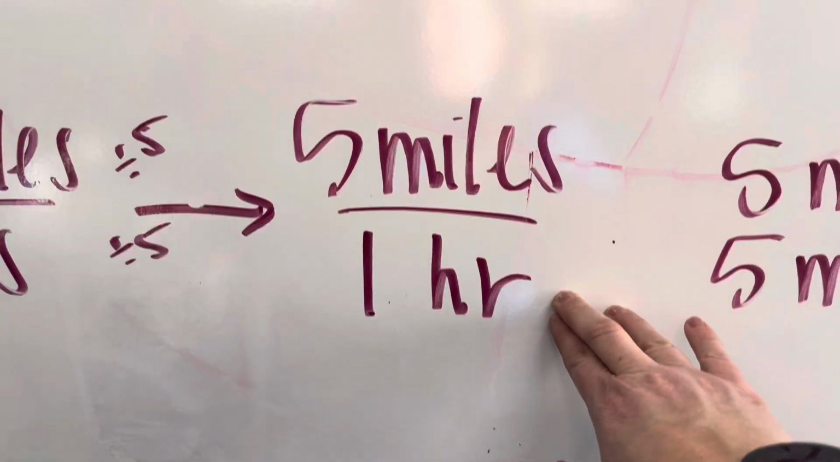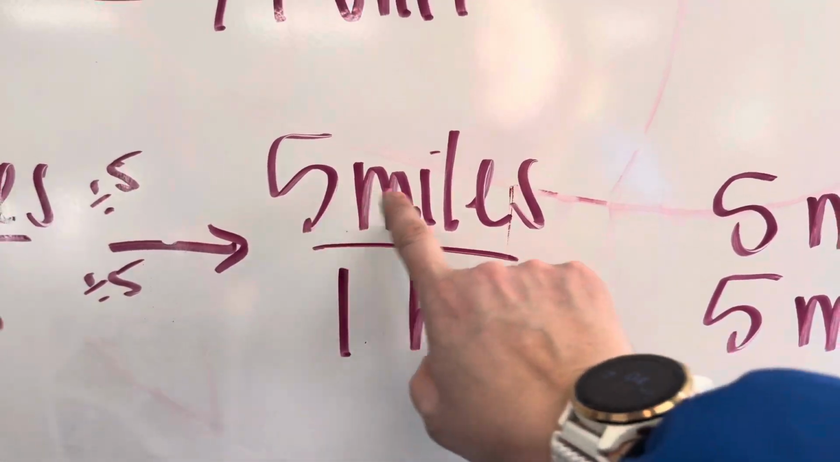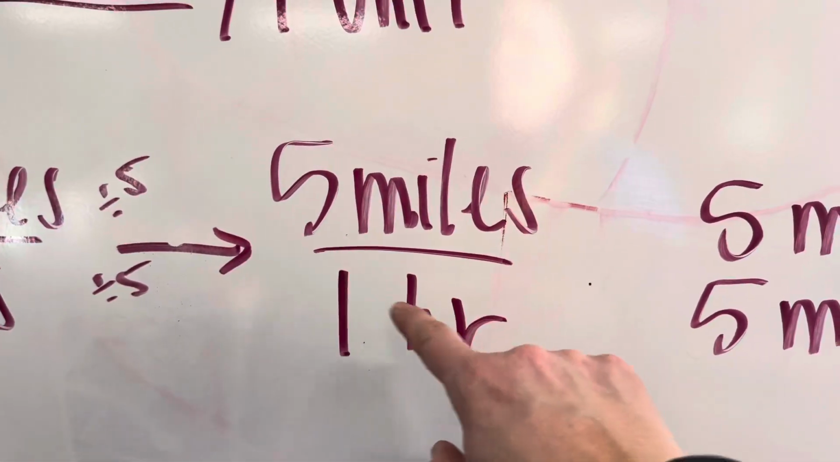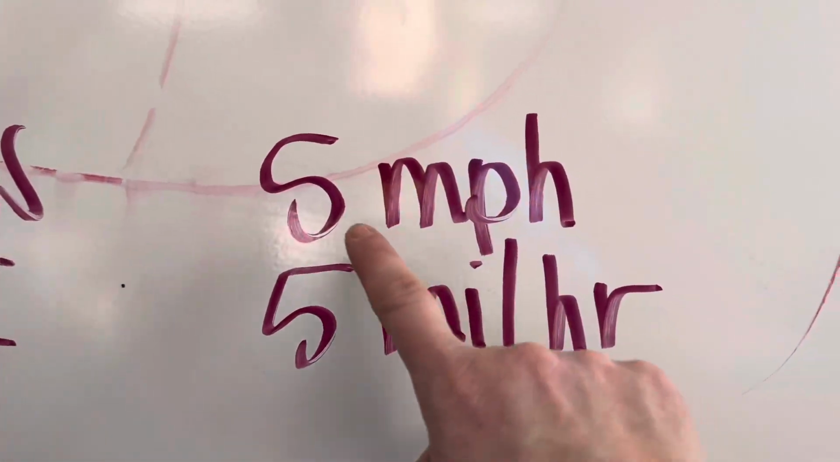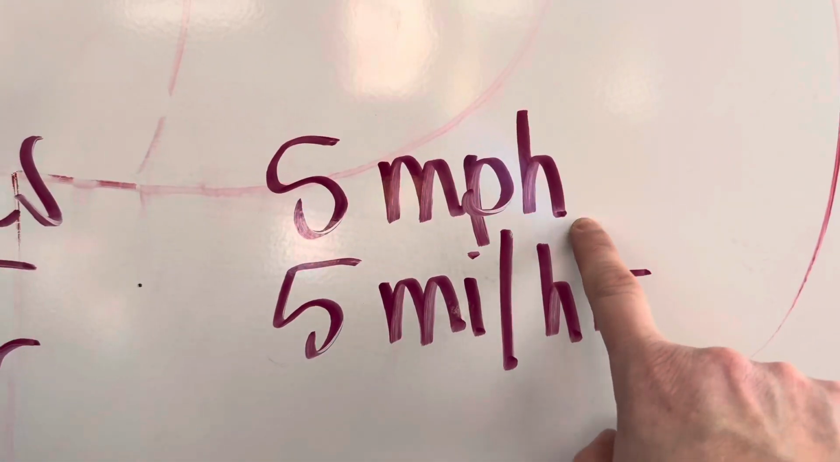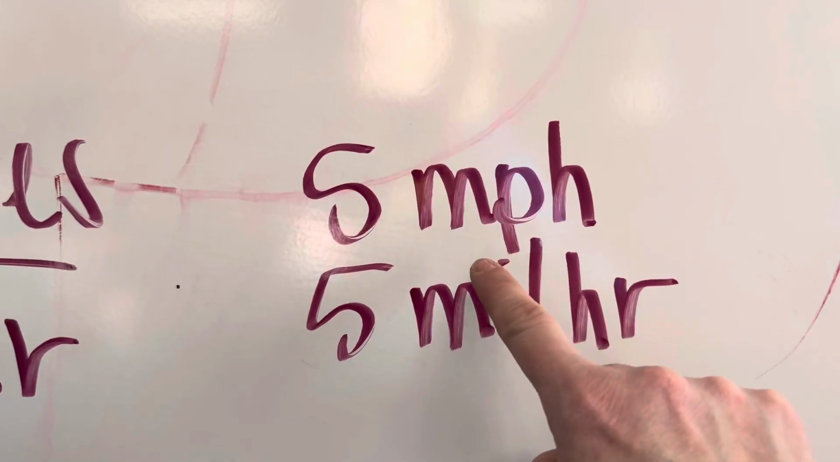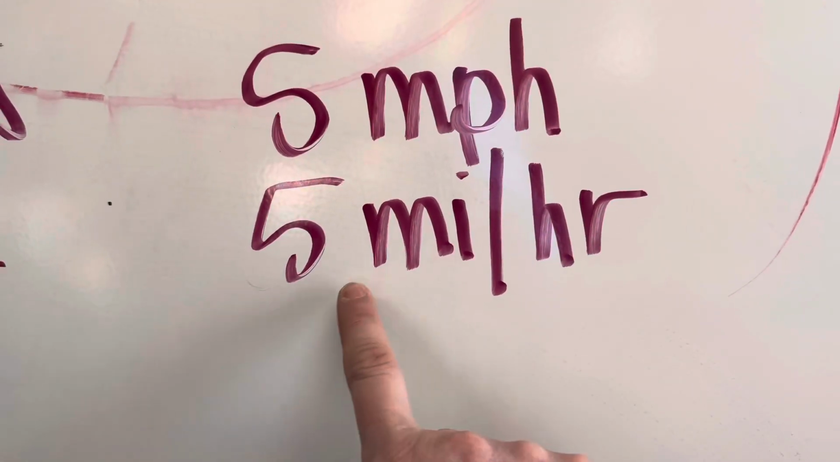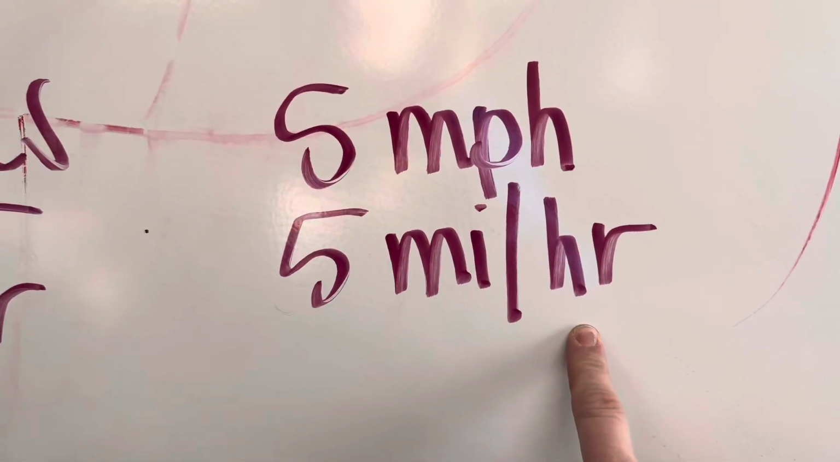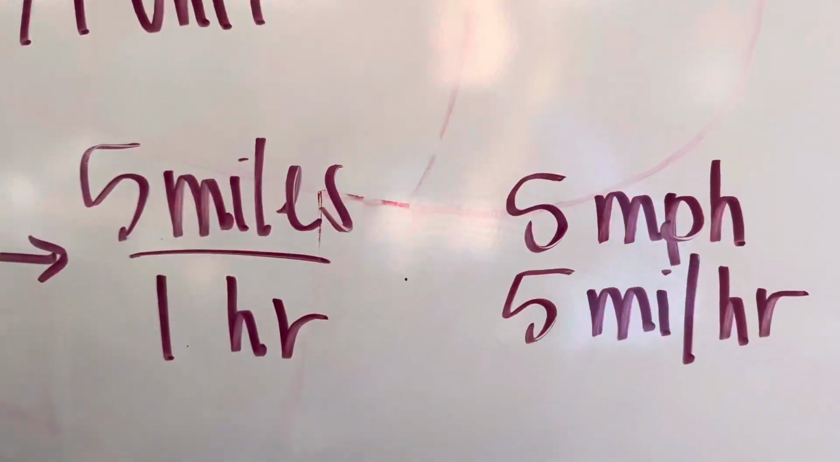You can write this in many different ways. It can be written as 5 miles / 1 hour. It can be written as 5 miles per hour. Okay, that's one of our abbreviations you guys will see often. Or you can write it as 5 miles per hour. Many different ways for you to write it.